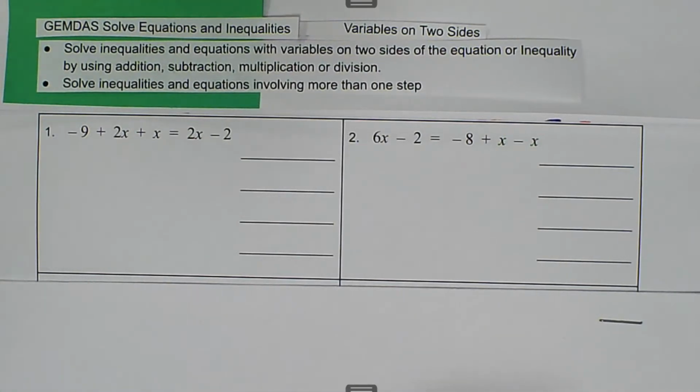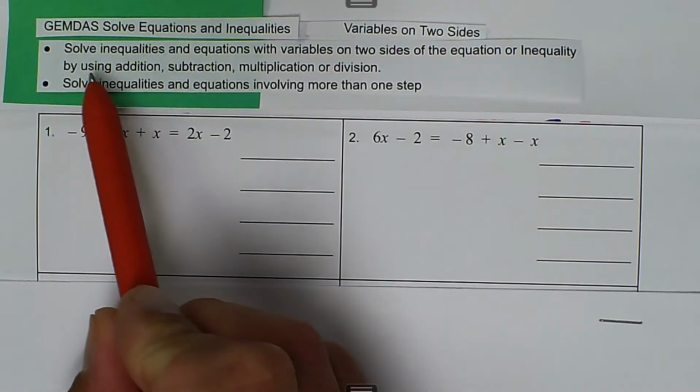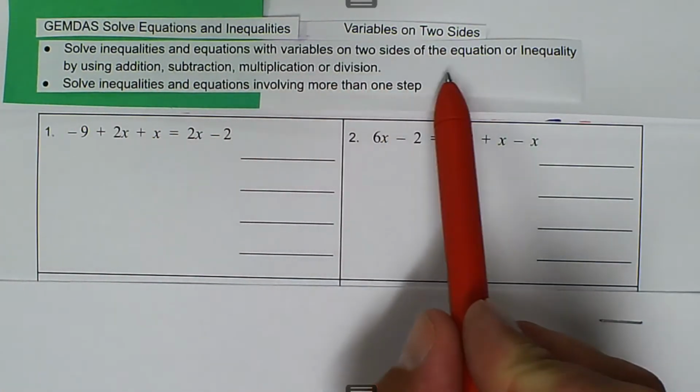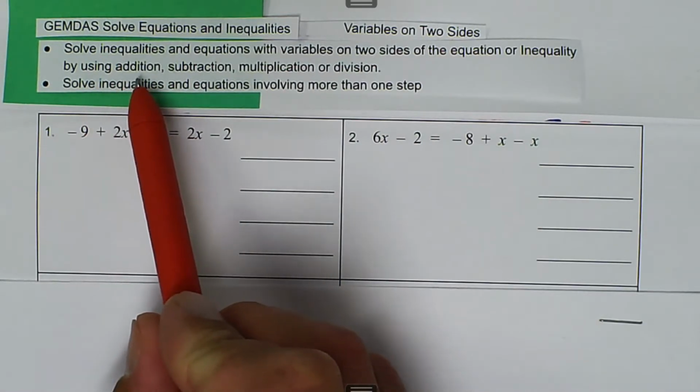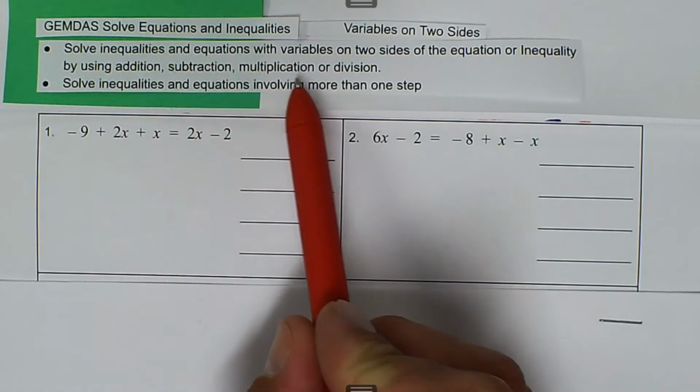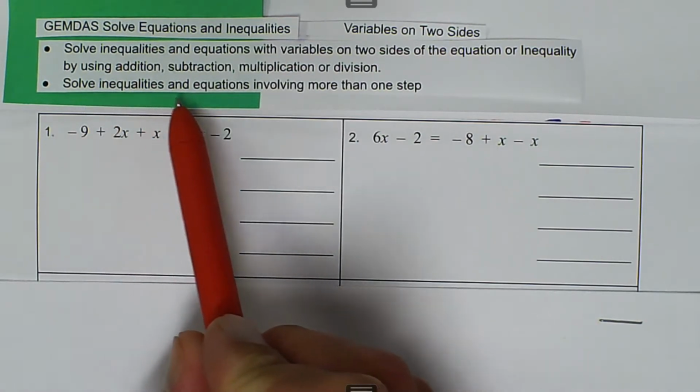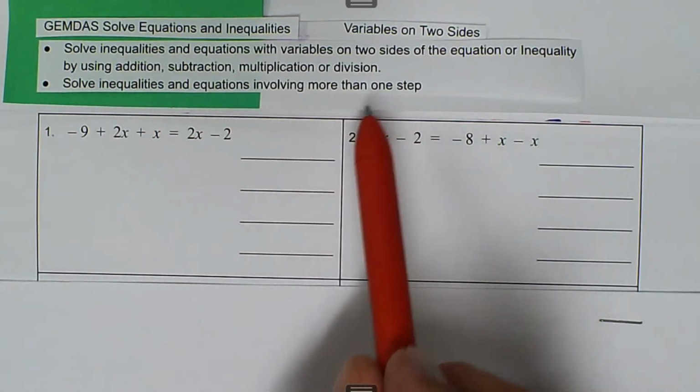We are talking about using GEMDAS to solve equations and inequalities with variables on two sides of the inequality or equation. We want to solve inequalities and equations with variables on two sides, using inverse operations of addition, subtraction, multiplication, or division. And we want to solve inequalities and equations involving more than one step.